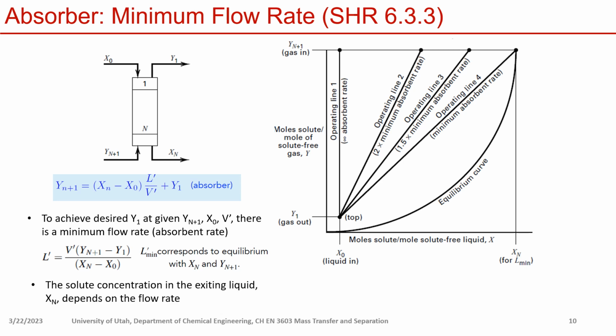And again, the solute concentration in the exiting liquid xn depends on the flow rate. As you change the flow rate, you will change the slope of the operation line. Then where it crosses the yn plus 1 horizontal line will change. Then you change the composition of the exiting liquid stream. So now, question. What would happen for a flow rate that's even lower than the minimum flow rate?